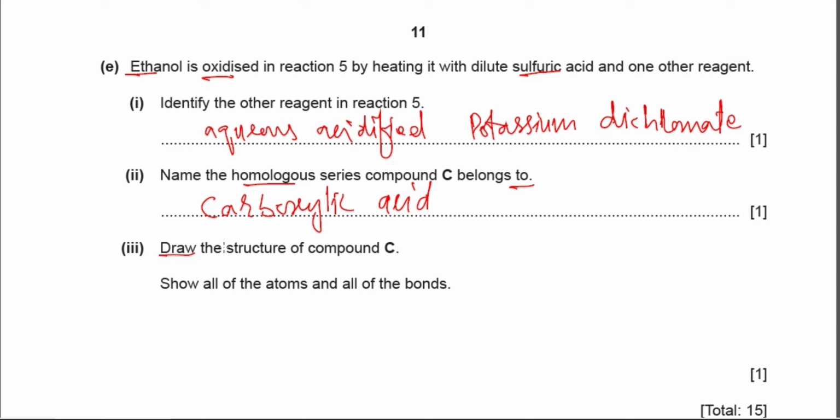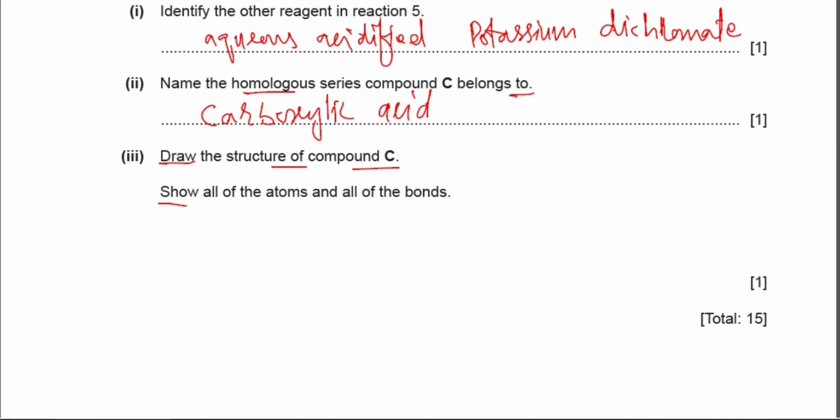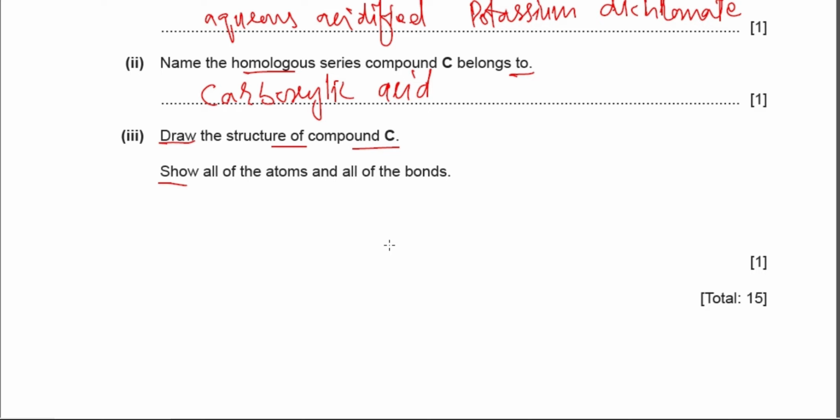So he says draw the structure of compound C, so it could be ethanoic acid, and he clearly instructed show all the atoms and the bonds. So he is demanding the displayed formula of ethanoic acid, and I clearly mentioned whenever you are going to draw any carboxylic acid, start with the oic acid group. So this should be C double bond O, single bond OH. This is the displayed formula of the oic acid group.